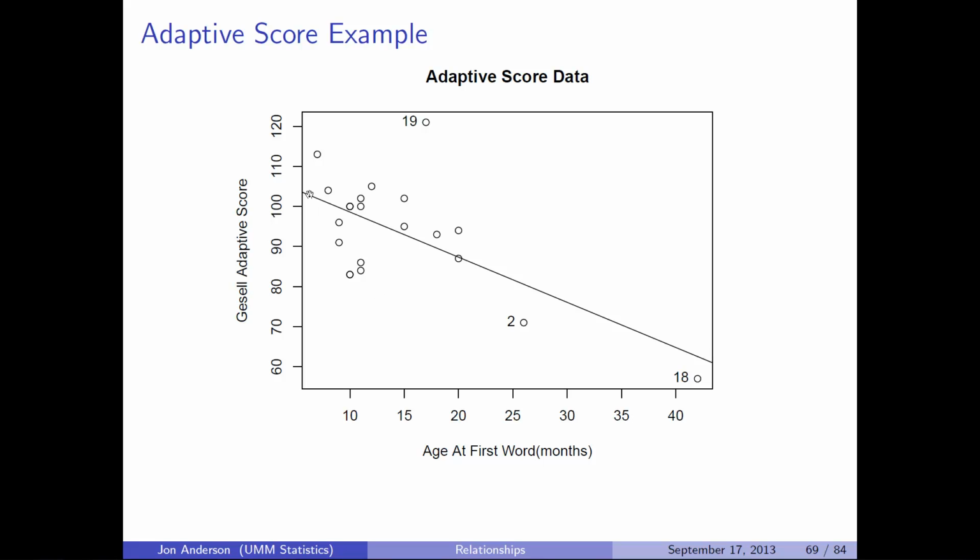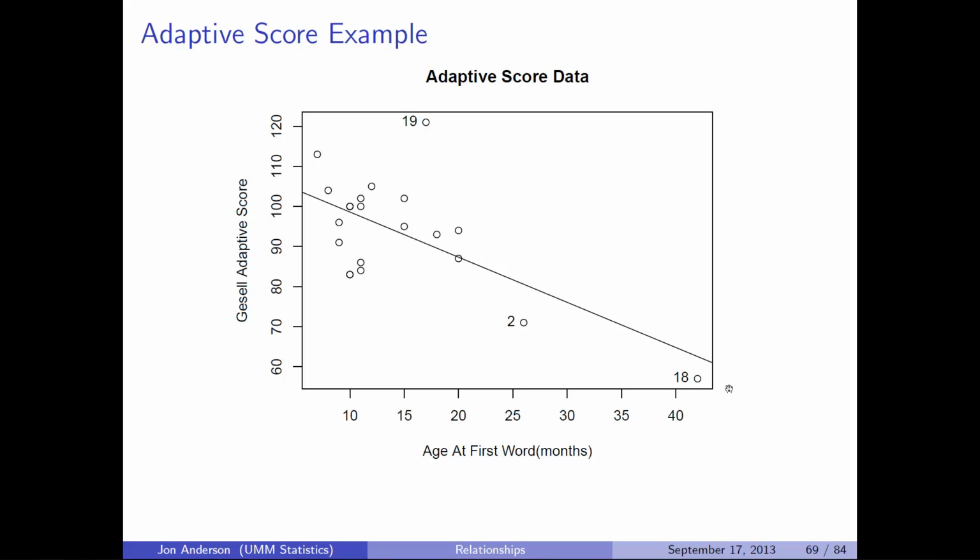And you can see from this display that children that take a long time to say things and speak tend to have lower intelligence levels. And there are some data cases, 19, 2, and 18, that are specially marked here. And we're going to talk about these special cases.